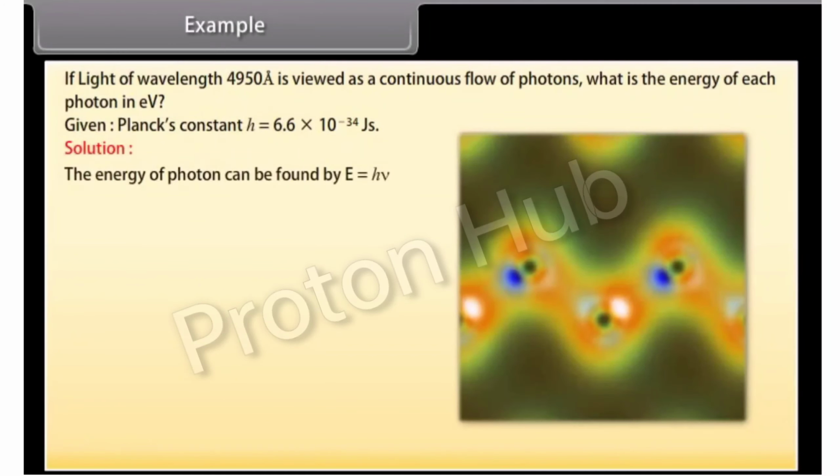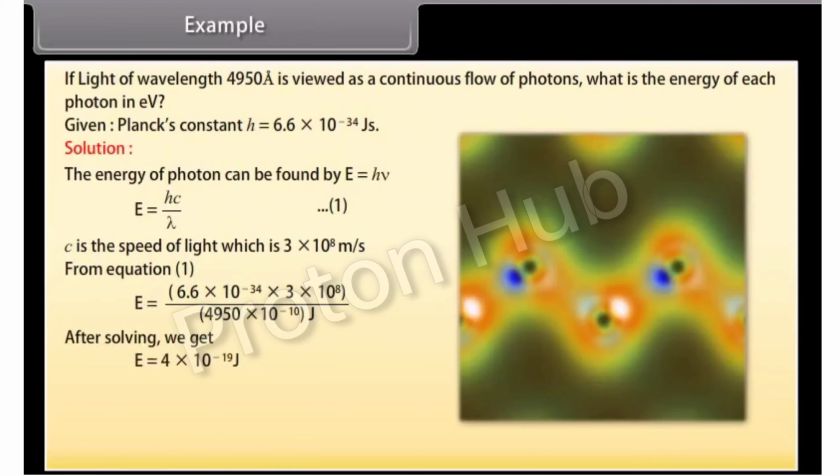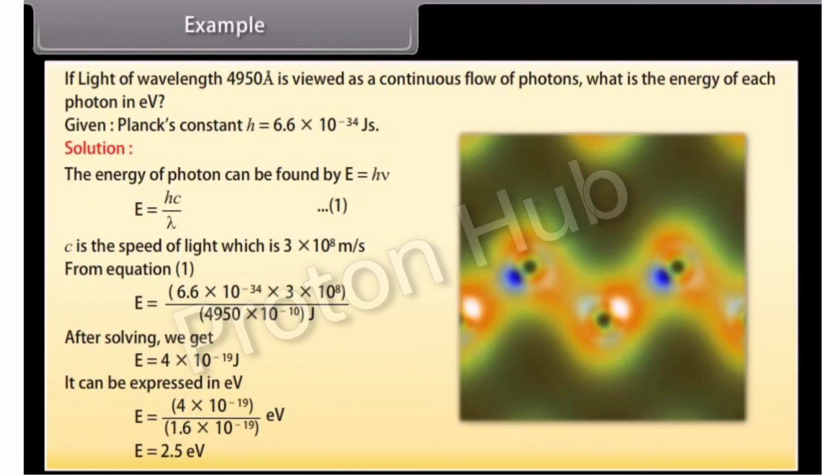Solution. The energy of a photon can be found by E equals hν, E equals hc by λ, name it as equation 1. c is the speed of light, which is 3 × 10^8 meter per second. From equation 1, E equals 6.6 × 10^-34 × 3 × 10^8 divided by 4950 × 10^-10 joule. After solving, we get E as 4 × 10^-19 joule. It can be expressed in eV, E as 4 × 10^-19 divided by 1.6 × 10^-19 eV. E is equal to 2.5 eV.